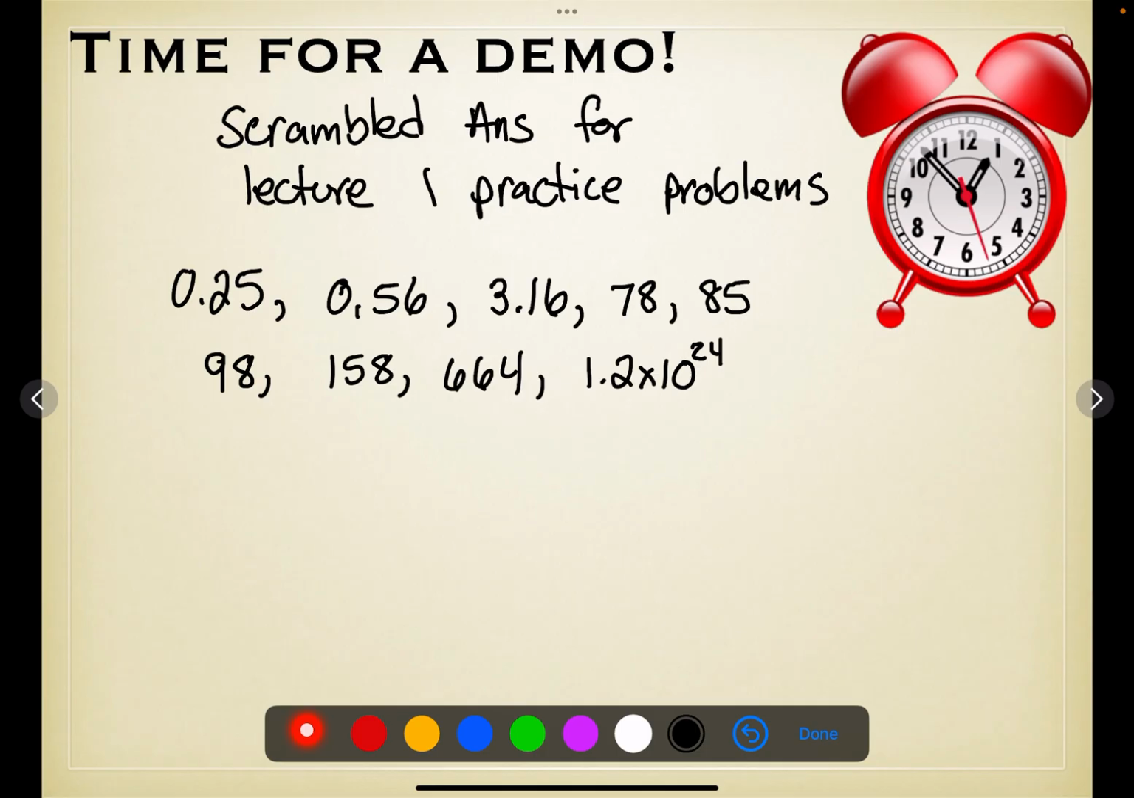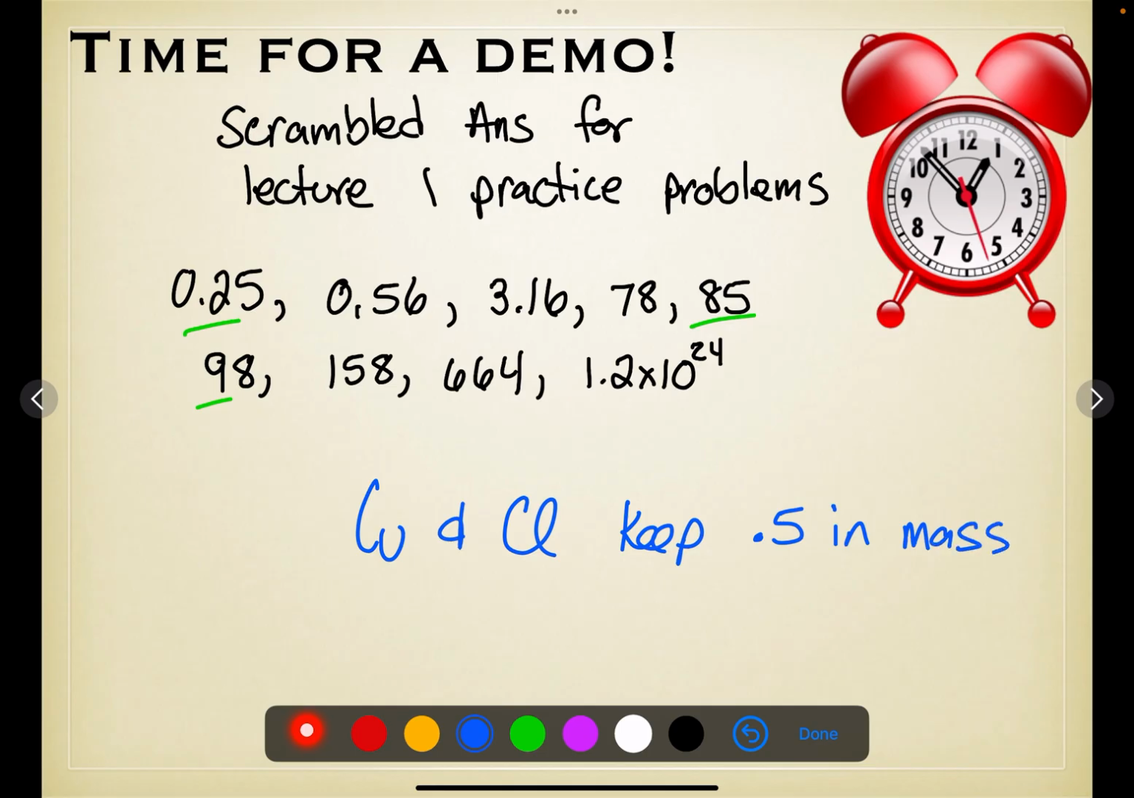So we've already used 2 of them, right? We've already done that one and that one. And on the back side, we've done that one. All right. So you should be able to solve the problems and get answers that are close to this. Remember, I am rounding my periodic table masses to whole numbers, except for copper, Cu, and chlorine, Cl. Keep 0.5 in the mass. If you're using the whole decimal listed, then your answers will be close enough to these. You should be able to figure it out.